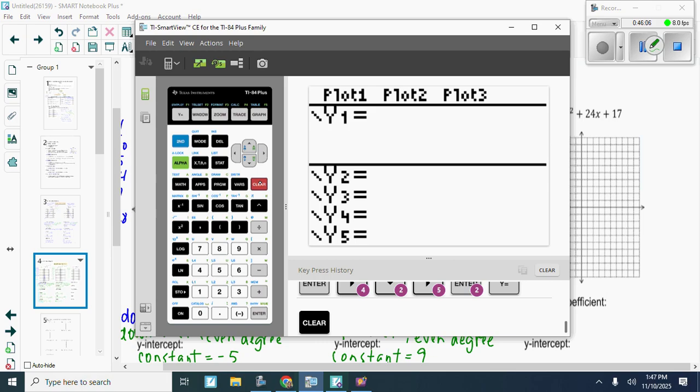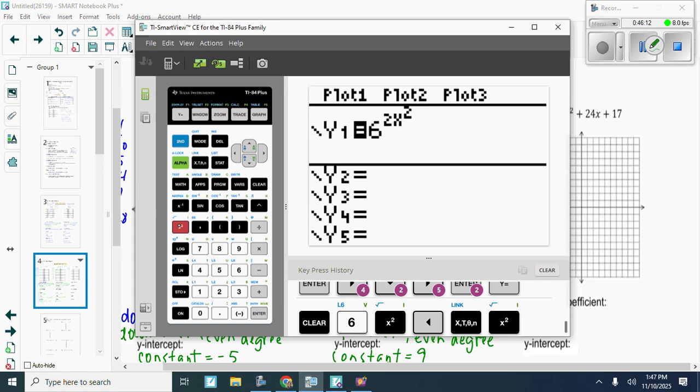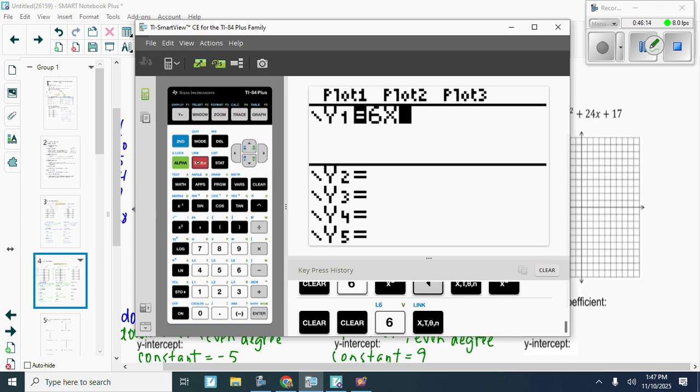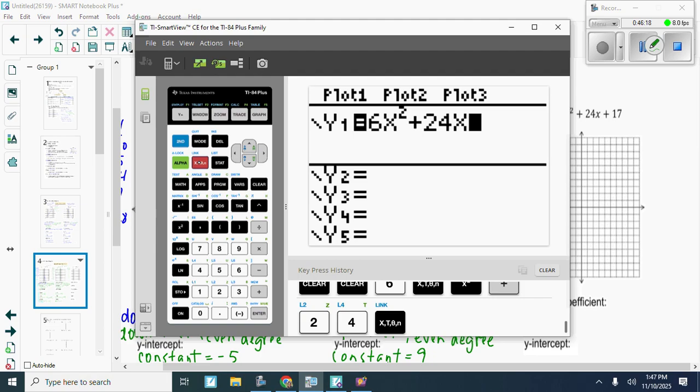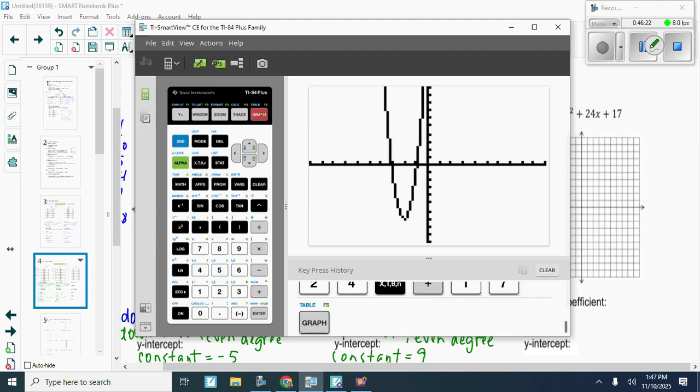All right, so we have 6x squared plus 24x plus 17. Okay, so you guys should have something like this. You are filling out your table of values.